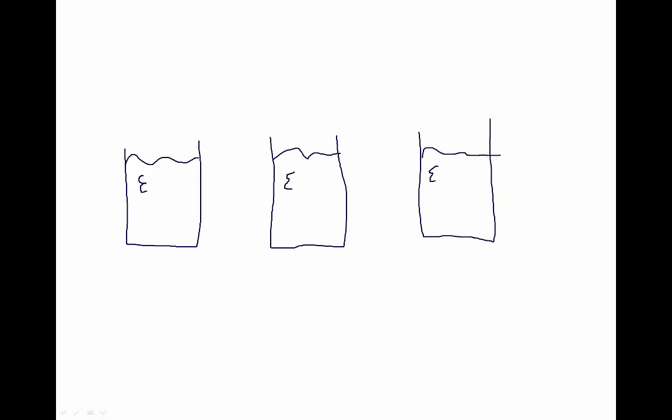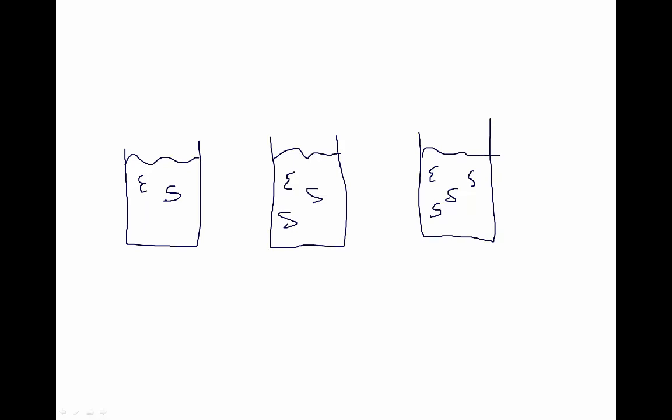Now what we're going to do is add substrate, but we're going to add just a little bit of substrate to the first one. We're going to add more substrate to the second one, and we're going to add a lot of substrate to the third one. Now let's imagine that we watched as all 3 of these beakers began to have the enzyme convert the substrate into product, and we measured the rate at which the product was formed over time.